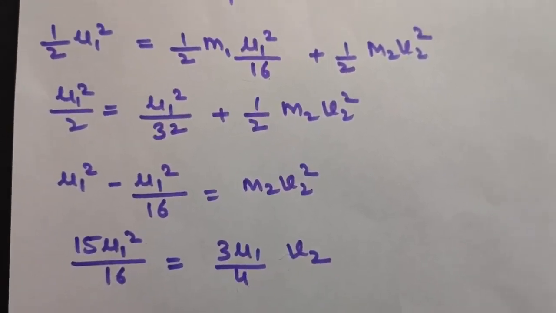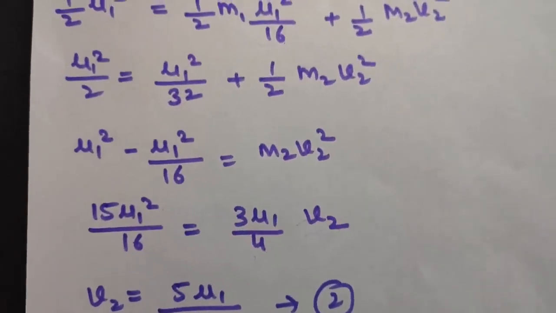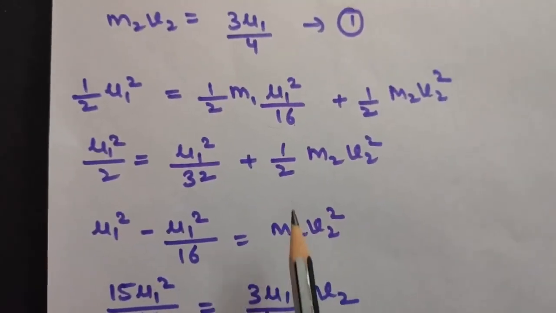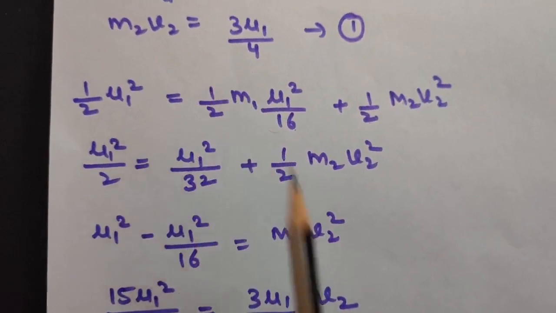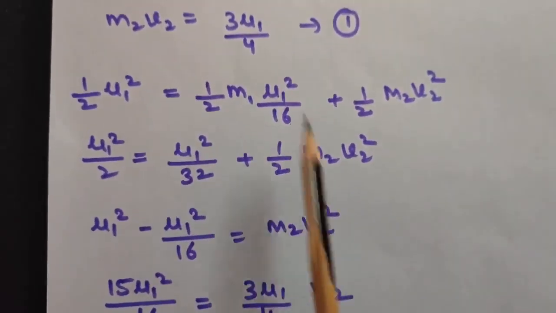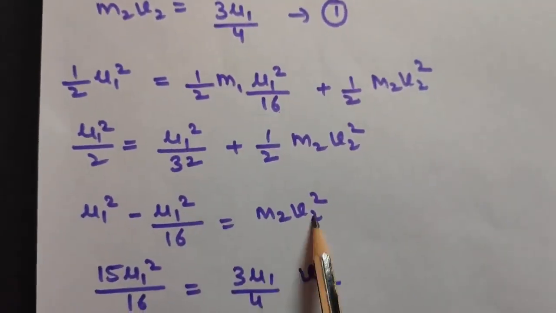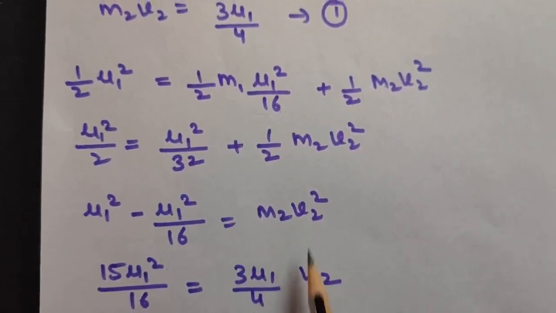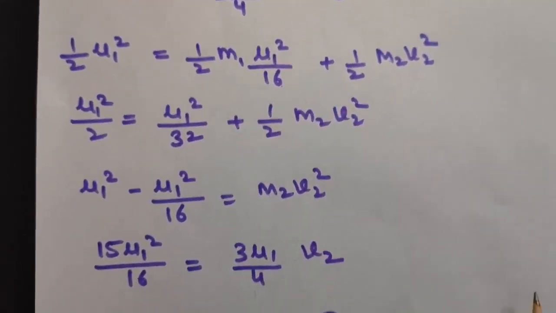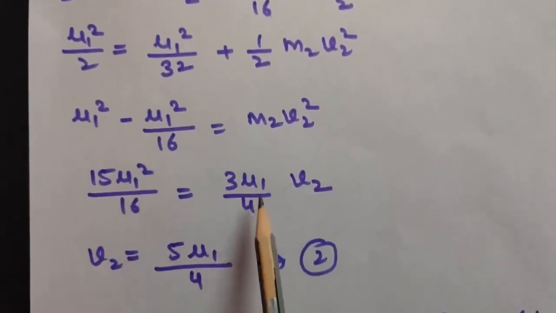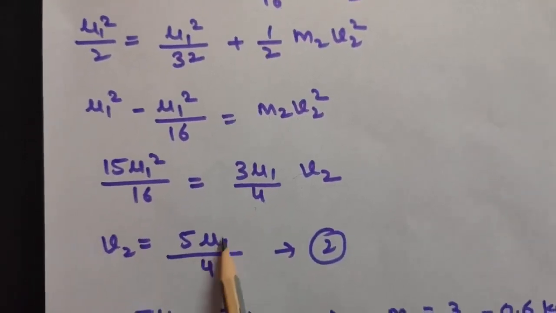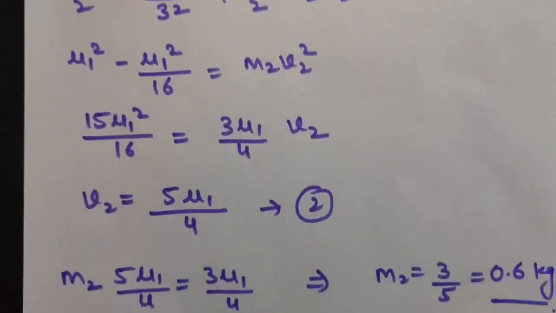Okay, one more thing, in this step I have put the value of m2 v2 from the first equation. So m2 v2 is 3 u1 by 4, and you will be left with 1 v2. Okay, so now you can easily solve it. u1 will cancel out, so v2 will come to be 5 u1 by 4. Mark it second equation.